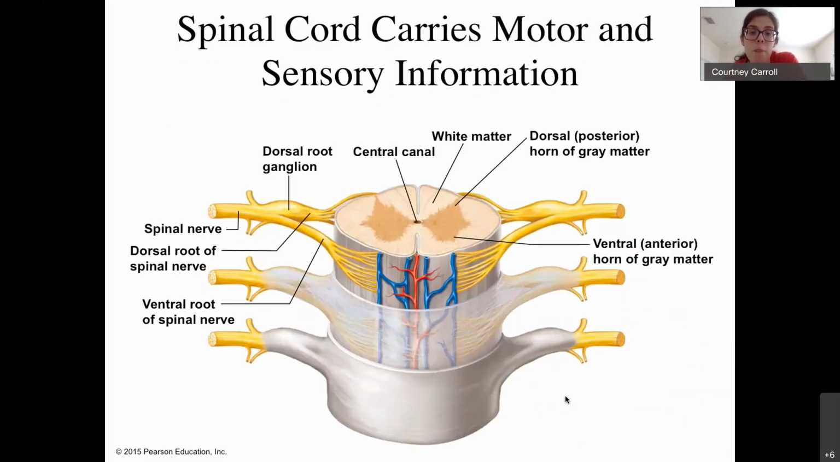This is again what it looks like. You see the gray matter and the white matter. The sensory and the motor neurons are going to run off, and then sometimes they come together and form that spinal nerve. So the spinal nerve is going to have both sensory and motor input, sensory going up the spinal cord, motor input going out from the spinal cord. They'll come together in the spinal nerve, but they'll branch when they enter into the spinal cord itself.